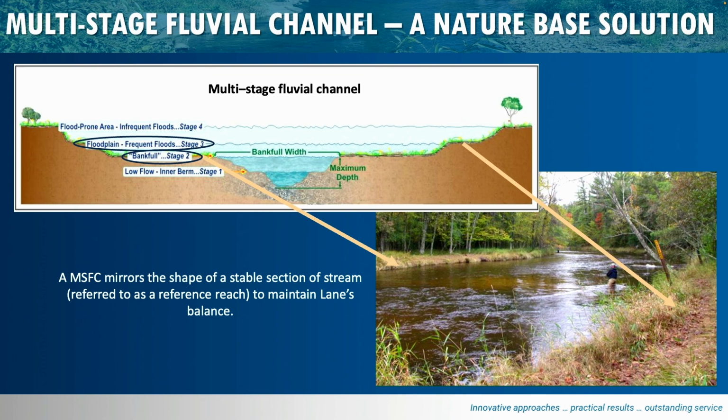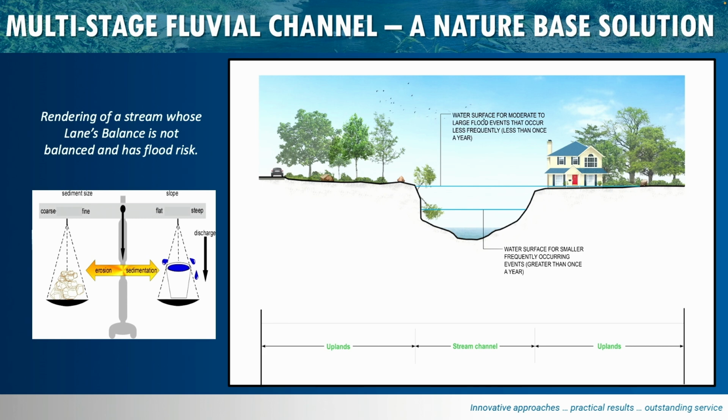Here is an example of applying a multi-stage fluvial channel. This is a rendering of a stream, and you've probably seen something like this before, where it's currently eroding. The banks are near vertical, we have trees falling in, and we also have a flooding problem. We have floodwaters getting into surrounding homes.